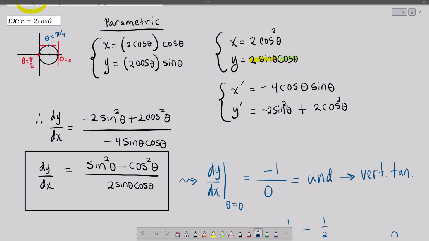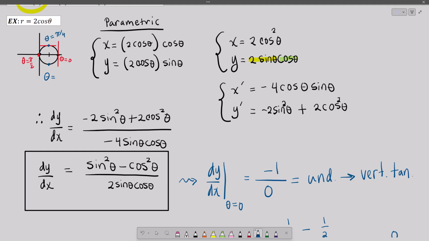So 0, pi over 4, pi over 2. What do you think the theta value is for that point? 3 pi over 4. So we're going by pi over 4s, right? So 0's here, and then pi over 4 is going to be there, and then another pi over 4 is going to be there, and then another pi over 4 is going to be right there.